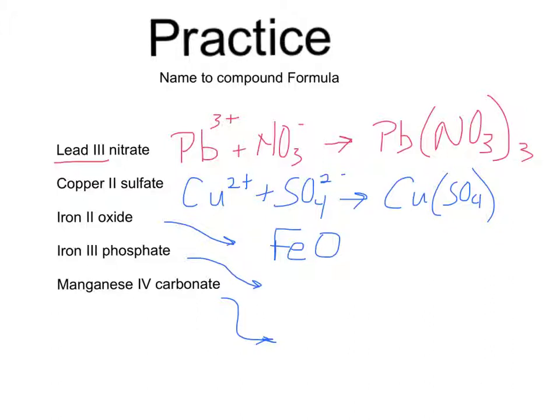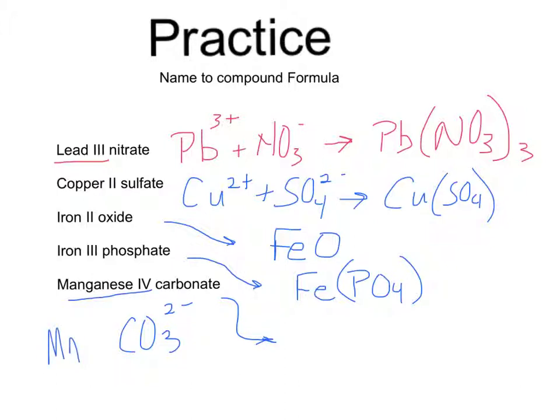Iron 3 phosphate, iron, and a phosphate, and then manganese 4 carbonate. We know that the charge on a carbonate is a -2, and this says I've got manganese 4. So I'm going to have 2 of these carbonates to balance this out. So I'd write manganese, then put my carbonate in parentheses, and I need 2 of them.